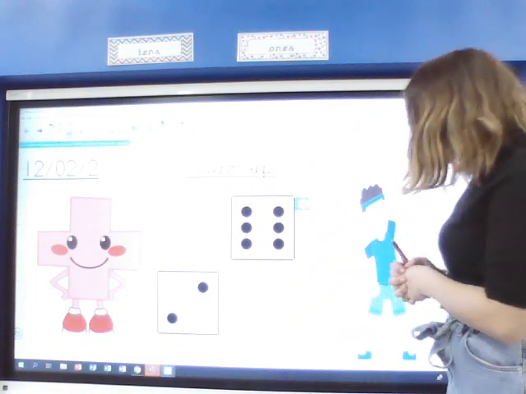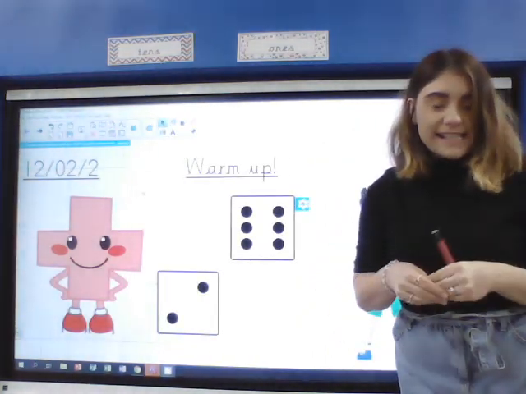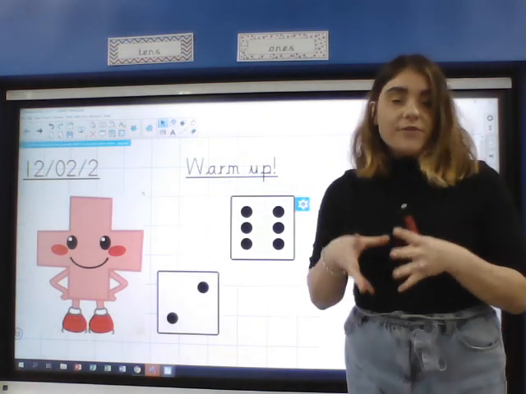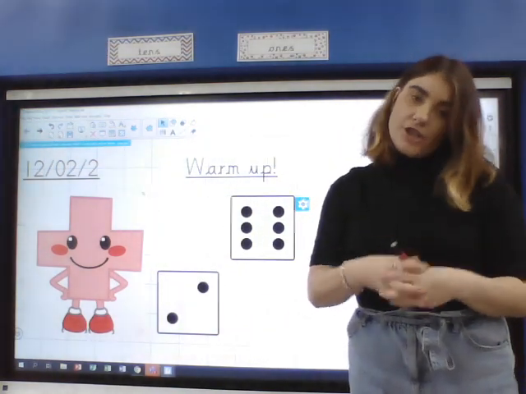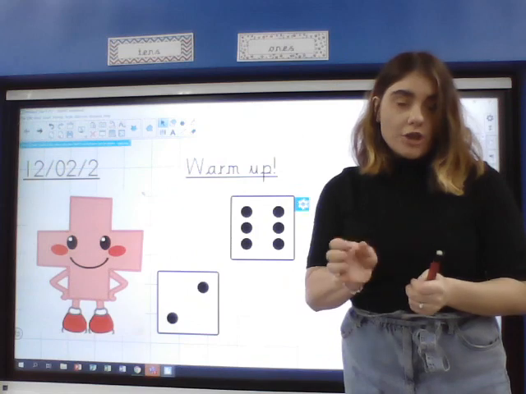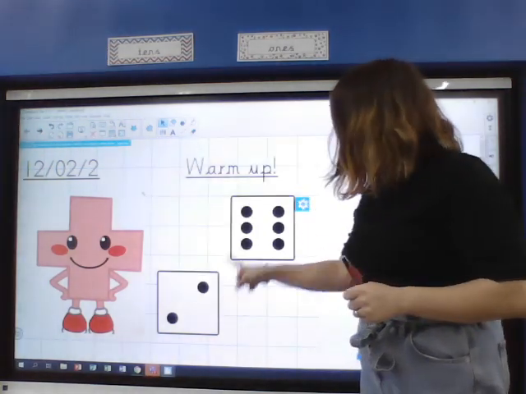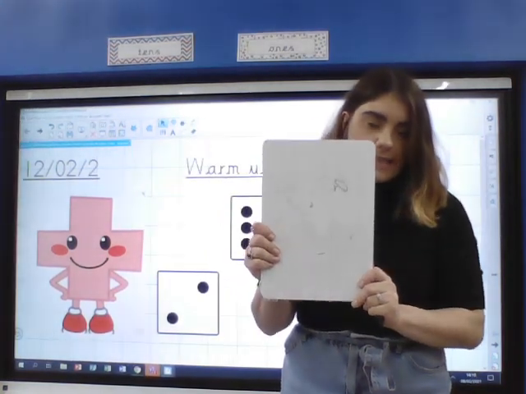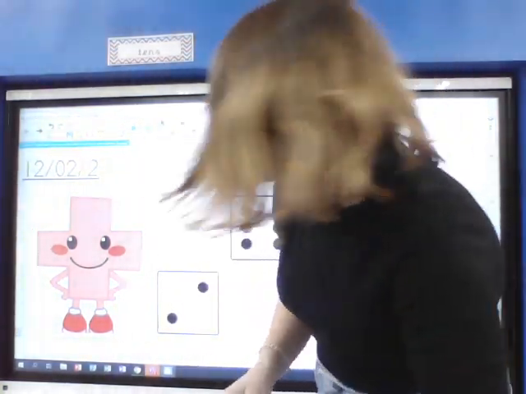So I've got our warm-up again today. Similar to yesterday, we've got the 2 dice on the board. I'm going to roll the dice, but this time we're going to turn our ones into tens. So we're not going to add 2 ones numbers, we're going to add 2 tens numbers. Make sure you've got your whiteboard so you can record your answers and send your photograph to me.